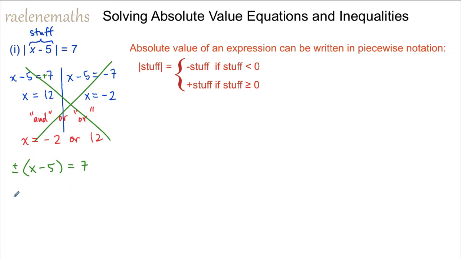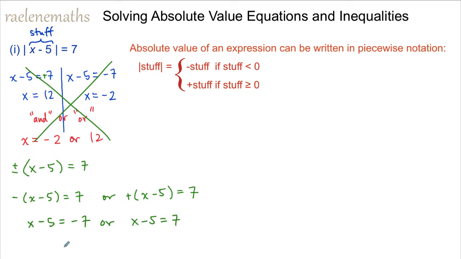This would still give us that negative times x minus 5 equals 7, or positive times x minus 5 equals 7, which gives us x minus 5 equals negative 7, or x minus 5 equals 7. And from here we get the same answers of negative 2 or 12. The impact really comes along if we have an inequality symbol here.